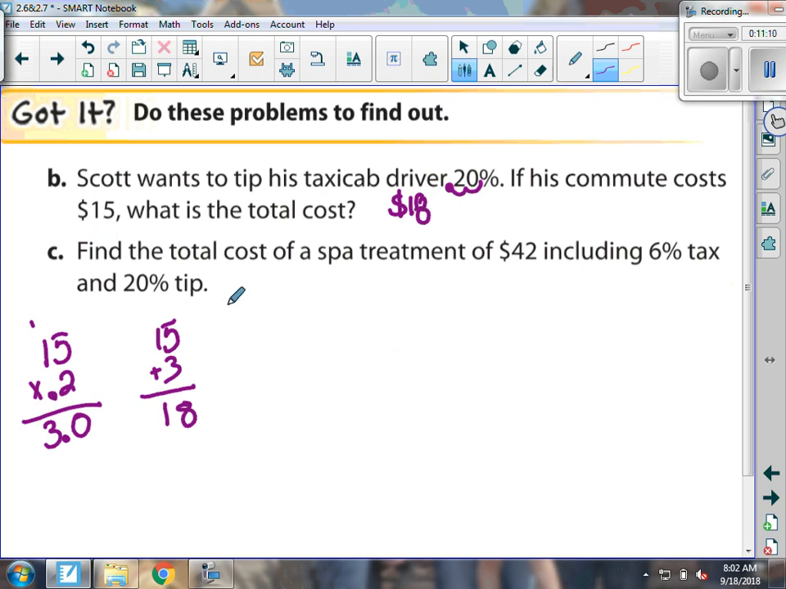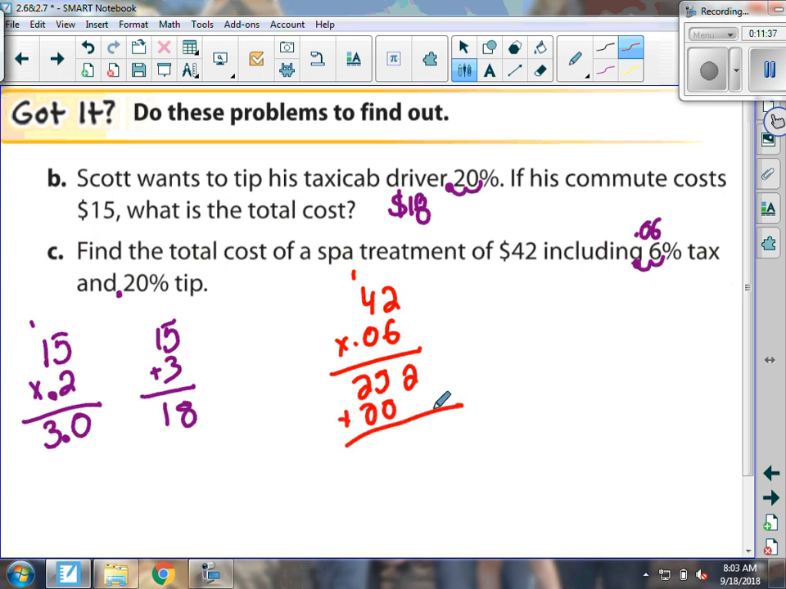Find the total cost of a spa treatment of $42, including 6% tax and 20% tip. So I'm going to change my percents to decimal. So it's 0.06, and this one will be 0.2. So I'll figure out 42 times 0.06. 6 times 2 is 12. 6 times 4 is 24, plus 1 is 25. 0 times anything is 0. And I have 2 decimal places. I'm going to set this off to the side. It's $2.52.